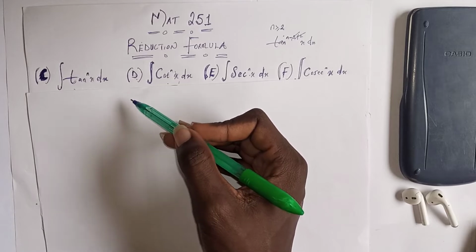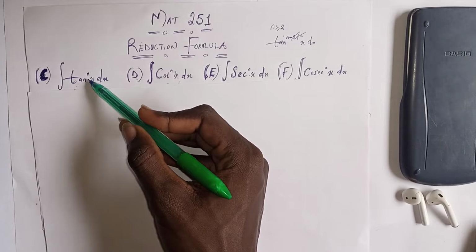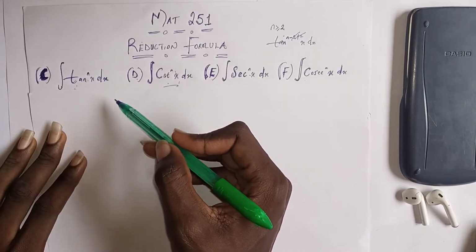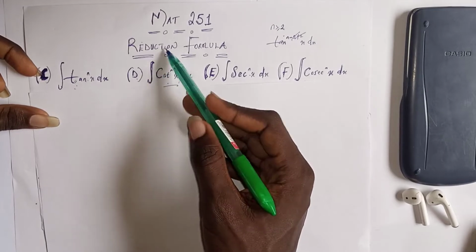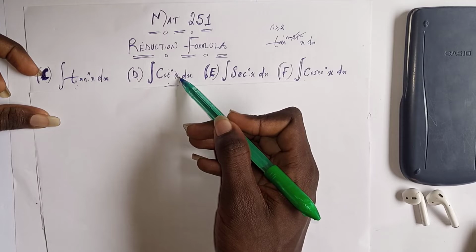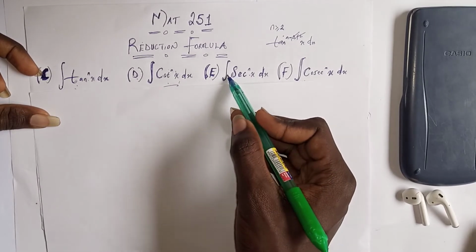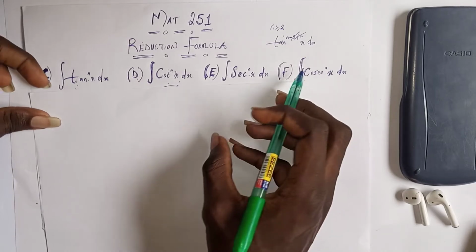From the previous video, I've been able to generate the reduction formula for the integral of tan nx dx. Now in this video, I would like to show you how to generate the reduction formula for cot nx dx, and then in the next video, I'll try to generate the reduction formula for sec nx and cosec nx also.